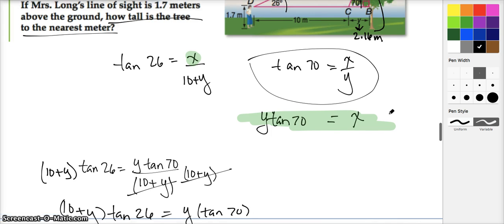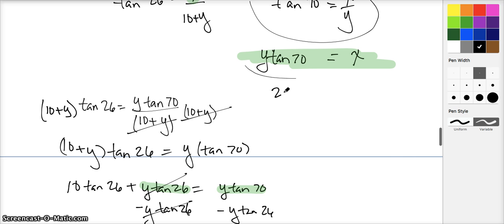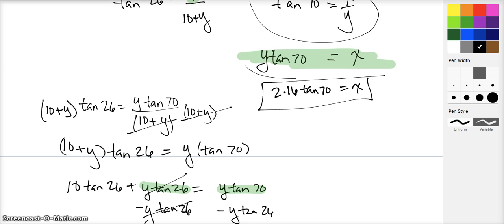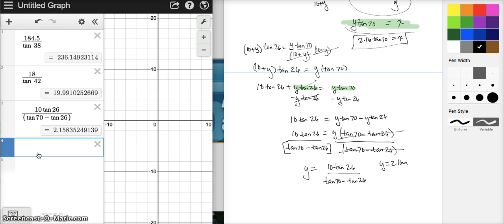How are we going to do that? We don't have to come up with a whole new problem. We have the information here to solve. Remember, 2.16, that y value times the tangent of 70 is going to give us x. Woohoo! So let's go back over to Desmos, our good friend. Hello, Desmos. 2.16, I'm going to multiply that times the tangent of 70, and then I get 5.934, which will round to 5.93.